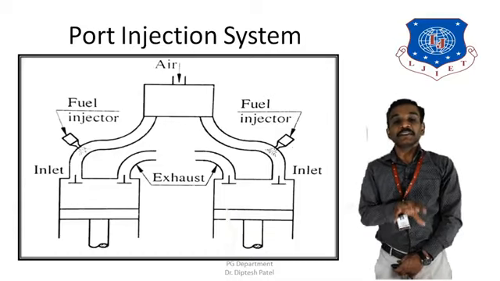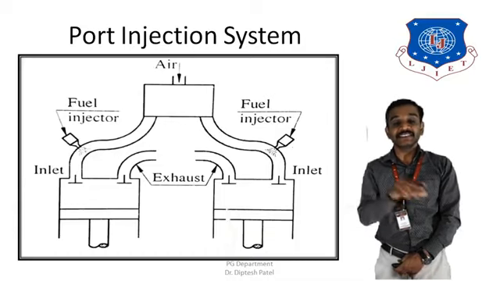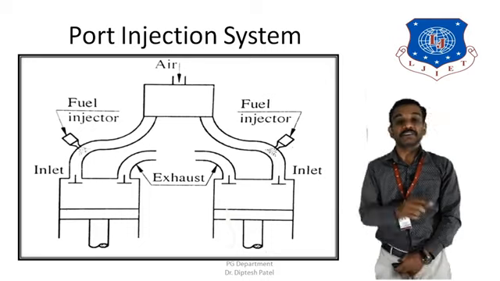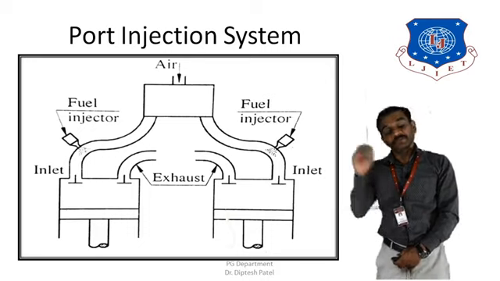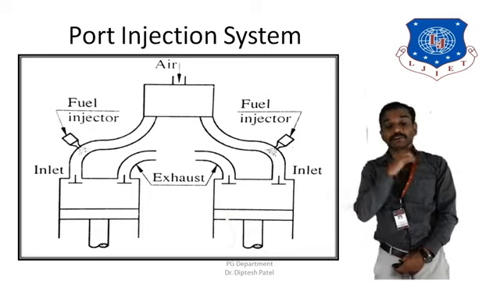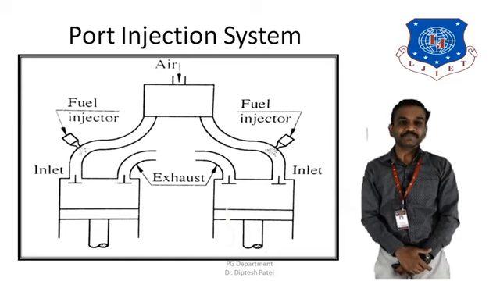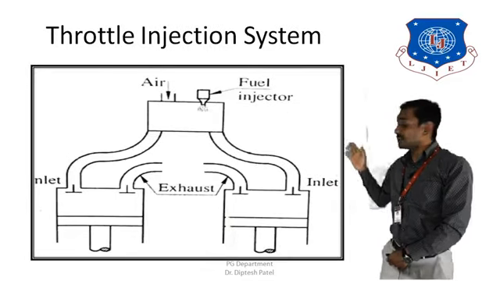So in the port injection system, fuel is directly injected into the port instead of mixing it together in the carburetor and then supplying it into the intake manifold. The other one is the throttle injection system.